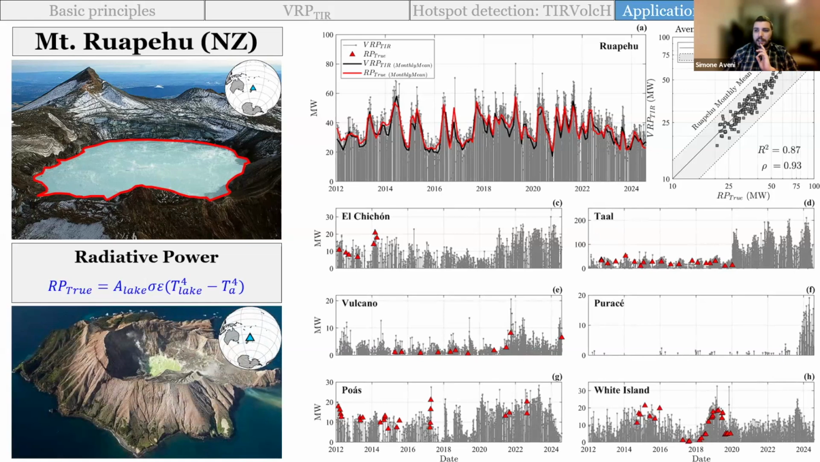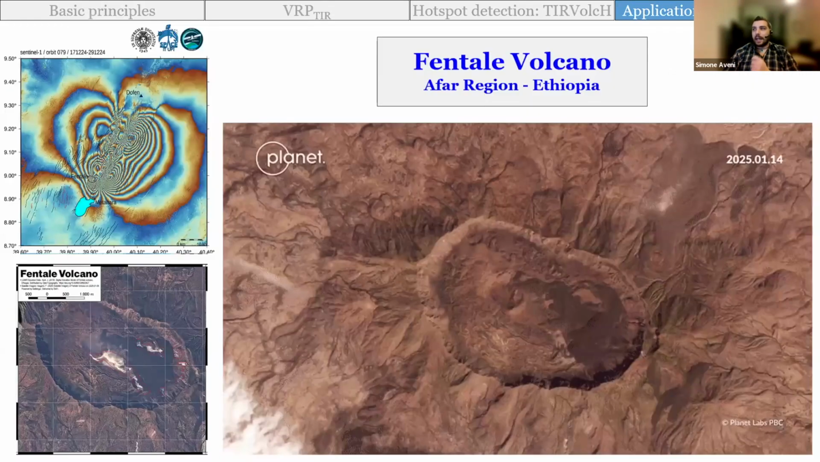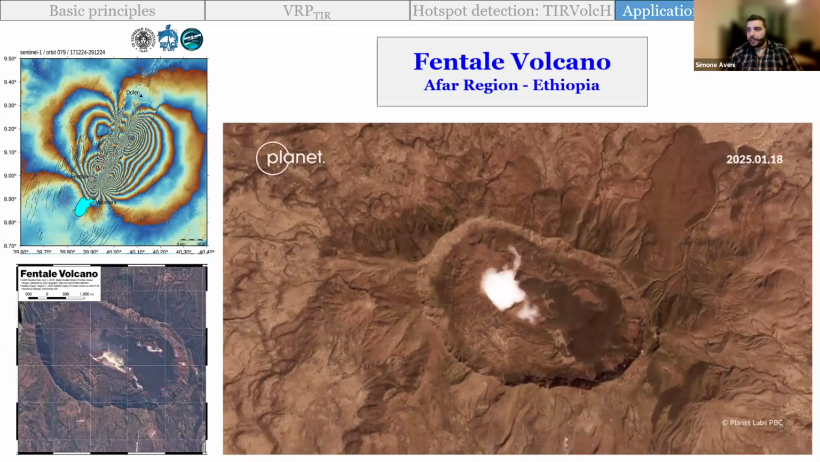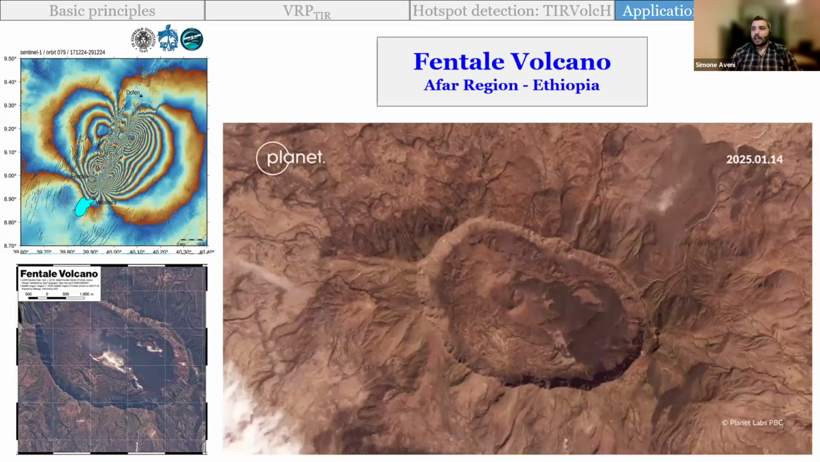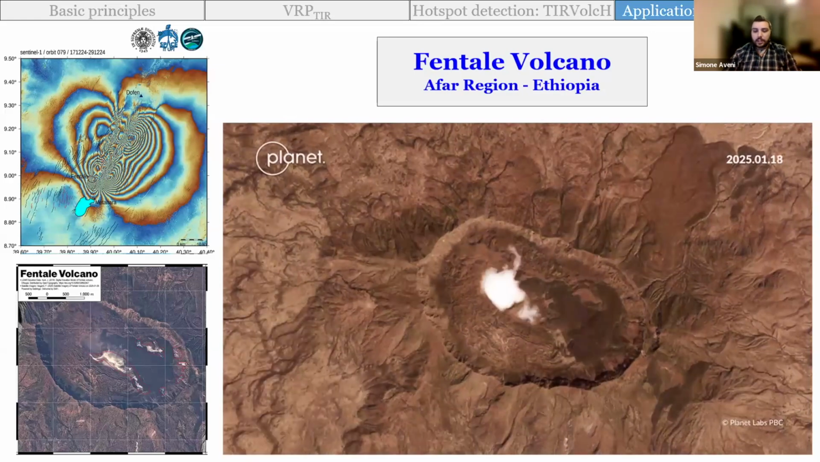and VRP-TIR. But let's take a very hot case study, something that is happening right now, and that is Fentale volcano. You probably heard of Fentale in Ethiopia. Just to give a brief summary of the situation, in October there was this huge dike intrusion between Fentale and Dofen volcanoes in the East African Rift in Ethiopia.